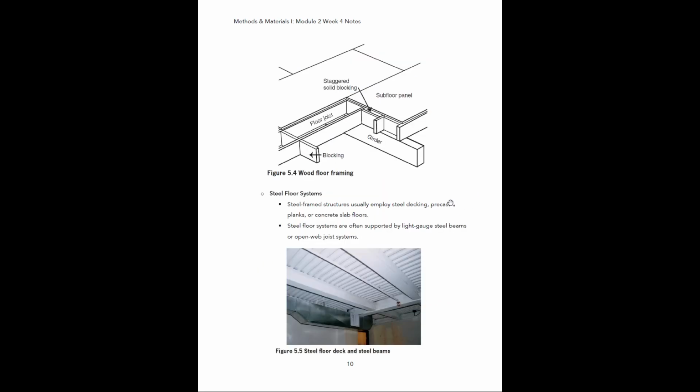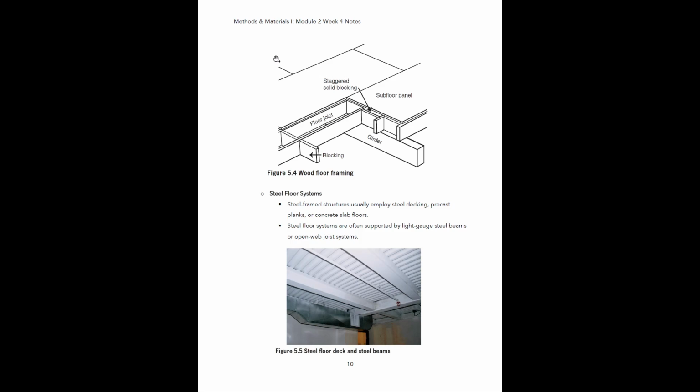All right. So here's another little diagram that shows a wood floor framing. You can see we have our wood floor joists that are running across here, and these are sitting on top of a beam or a girder. And then over top of that is where our subfloor panels go. You can see that the subfloor panels are staggered. That means that the joints don't fall in line with one another. We have a joint here, and then a joint here, and then another joint here.